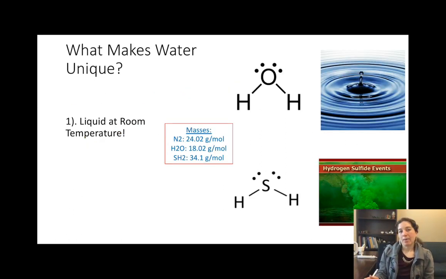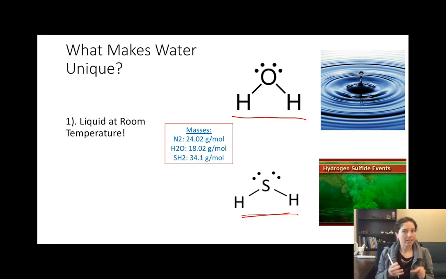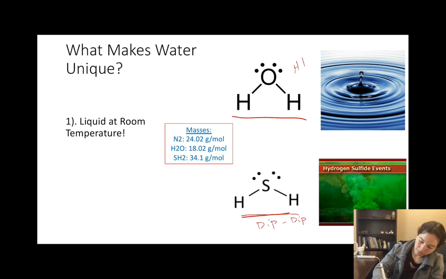We had talked last time about what makes water unique, and I feel like you can kind of understand this now that we've gone over our boiling points. So remember this H2S, hydrogen sulfide, and water. These structures are exactly the same. They have the same amount of hydrogens, they have the same amount of electrons. The only difference is there's an oxygen in the center of the molecule versus the sulfur. And what that means is that this here is dipole-dipole attraction, and that this is hydrogen bonding.